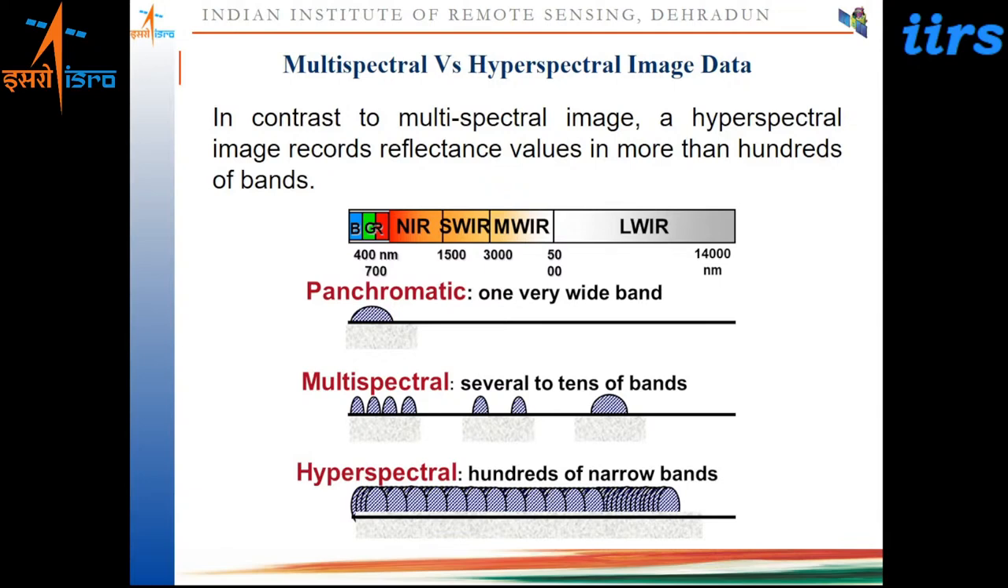So the differences: in multispectral, the number of bands will be few, but the bandwidth will be more. In hyperspectral, the bandwidth will be very small and the number of bands will be very high, like hundreds, 100, 200, 400 or so. And there should be no gap in between. The spectra should be contiguous.